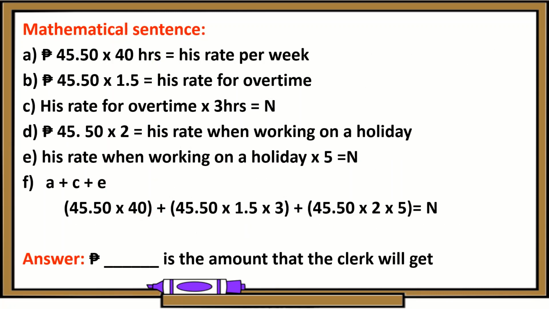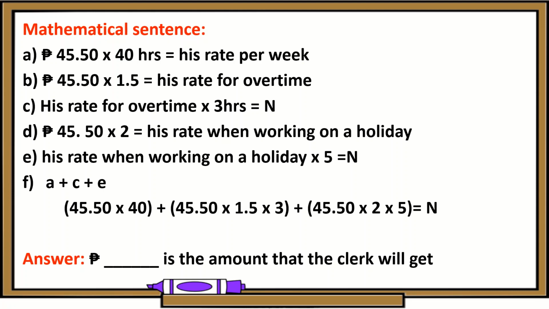For our mathematical sentence, sundin nyo lang ang step na to. For letter A, for you to get the rate per week o yung rate na kada linggo, times nyo lang ang 45.50 times 40 hours. Second one, para makuha ang rate para sa overtime, yung 45.50 ita-times nyo lang sa 1.5. For letter C, yung nakuha nyong rate for overtime, ita-times nyo lang sa 3 hours.